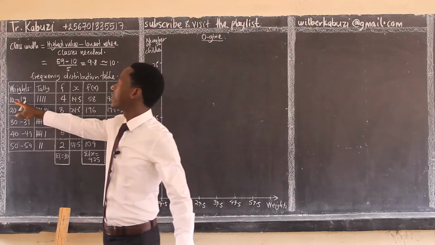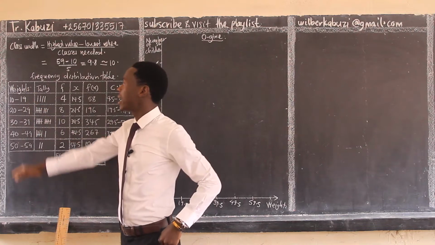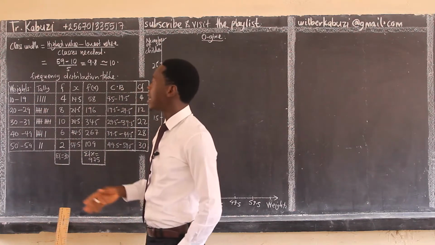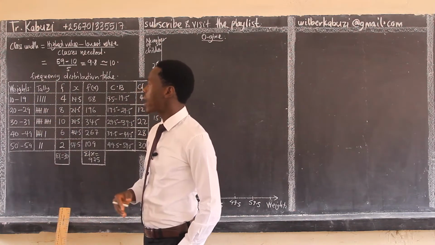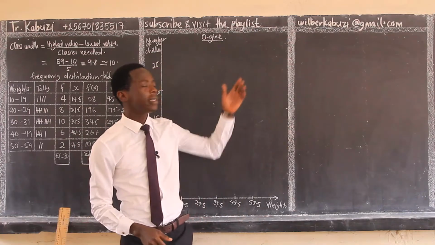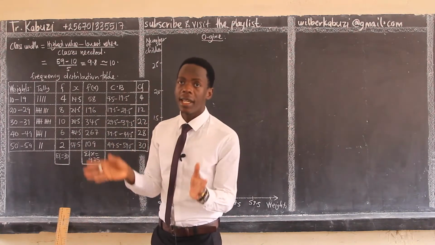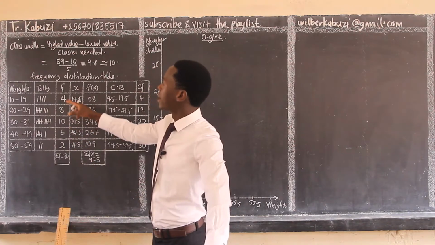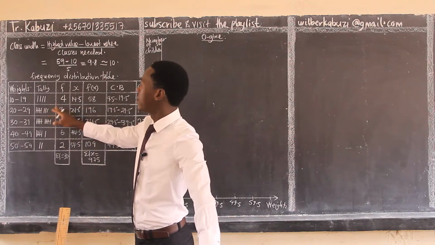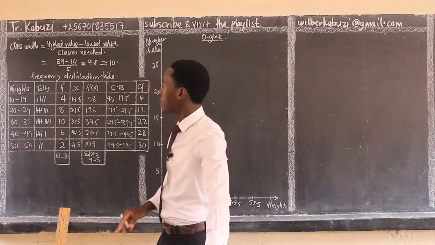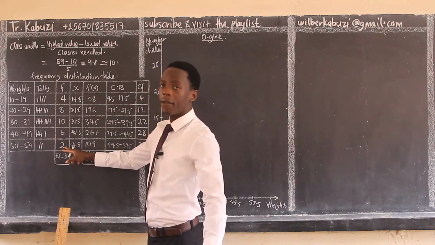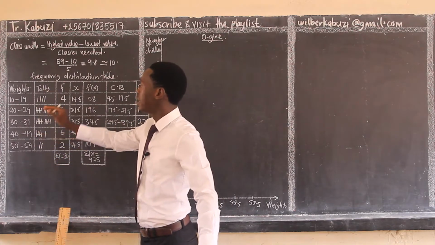So I start from the lowest. After that, then I construct the classes. Adding and collecting data, that one you know how we tally it. If you don't know, please visit the playlist, then go to statistics. You'll see a lot from there. Then f, we just count these ones. So these are 2, 1, 2. You get now the frequency. You get the frequency from the tally there.